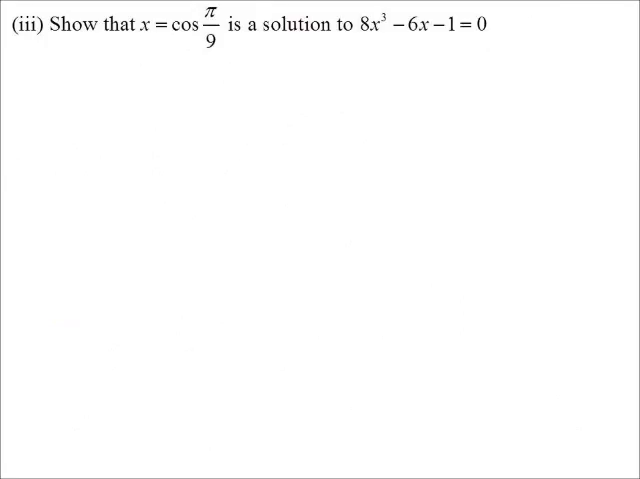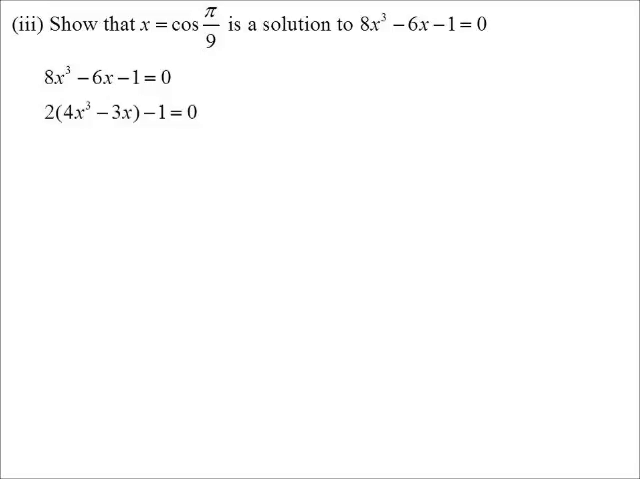I'm going to solve this equation. In fact, they've kind of helped us out. They've told us one of the solutions already. Show that. Initially you'd think, oh, I'll just substitute in. No, that's not really going to help because we don't know what the exact value of cos pi on 9 is. So to sub straight in, no good. So I'm going to do it a different way. 8x cubed minus 6x minus 1 equals 0.